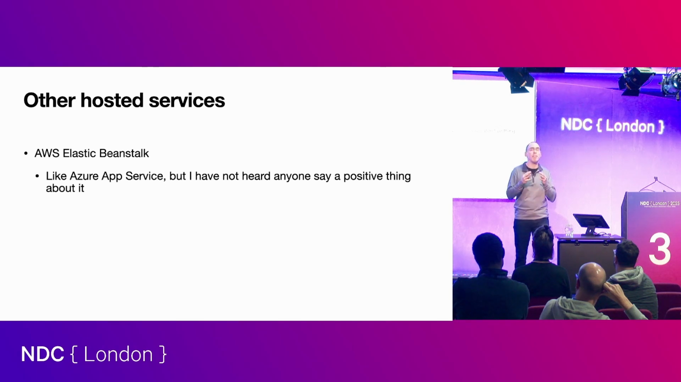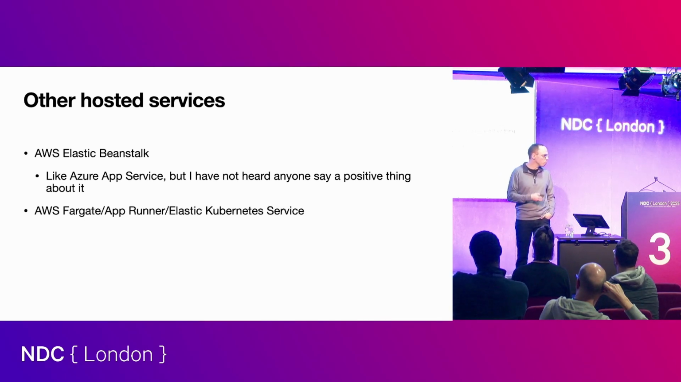But I have not heard anybody say anything positive about it, especially talking about it from a perspective of using it to execute .NET code. Good, bad, or ugly. And I'd really love for you to come up after the talk and tell me, oh, actually, we only use Elastic Beanstalk, and it works perfectly for us. I genuinely would like to know, because I've only heard bad. So come up and tell me if there's good.